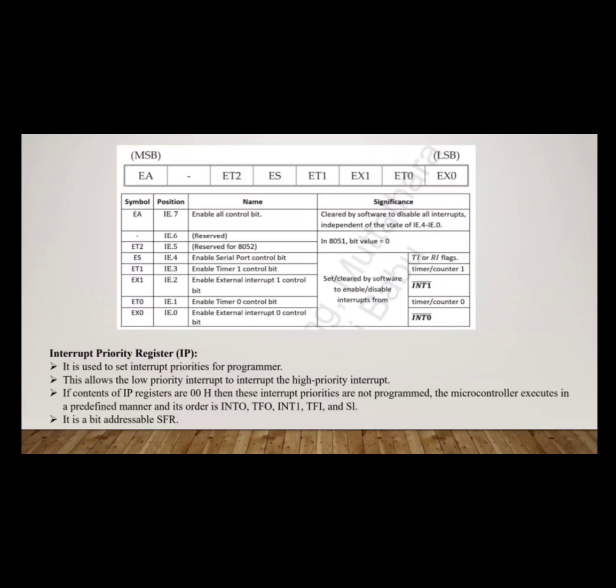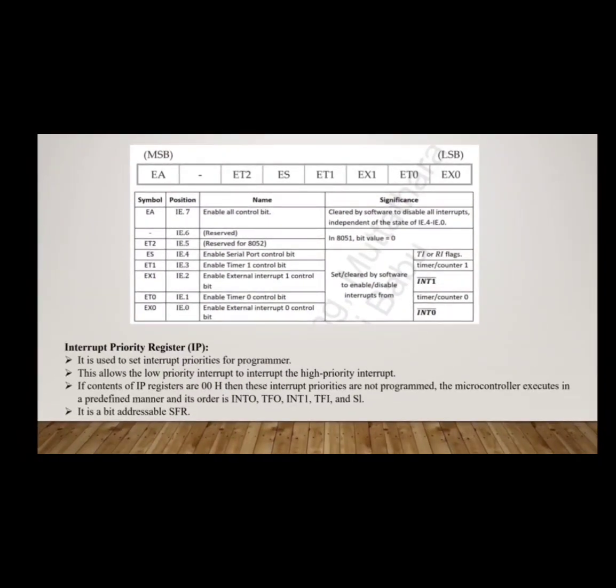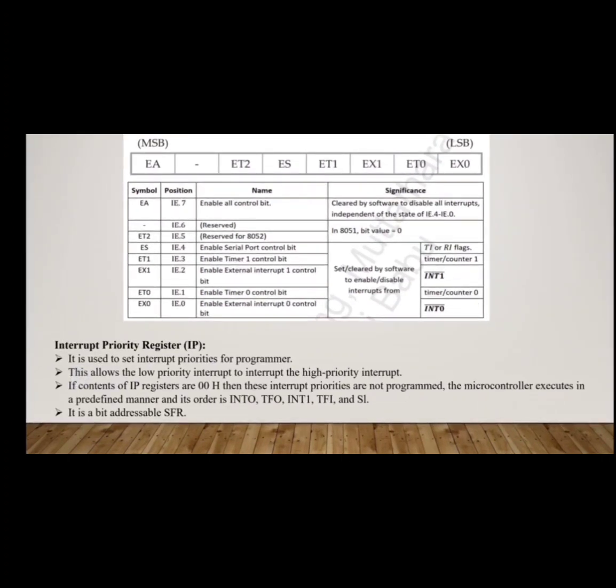Then the next register is the interrupt priority register, that is IP. It is used to set the interrupt priorities for the programmer. The first register, interrupt enable, is used to enable or disable the interrupt. This register is used to give the priority to the interrupt. This allows a low priority interrupt to interrupt a high priority interrupt. If the content of the IP register is 00, then the interrupt priorities are not programmed. The microcontroller executes in a predefined order: INT0, TF0, INT1, TF1 and SI.